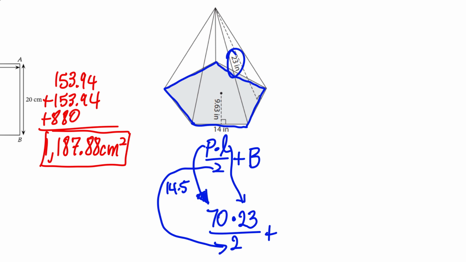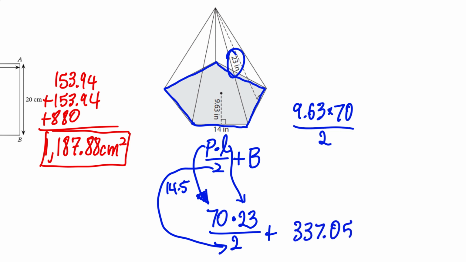Okay, B is area of the base. This is a pentagonal pyramid, so the pentagon is the base. For me to find B, the area of the base, I've got to find the area of this pentagon. So I'm going to do apothem times perimeter, which I found just a second ago was 70, divided by 2. So in my calculator, just do 9.63 times 70 divided by 2, and that is 337.05.